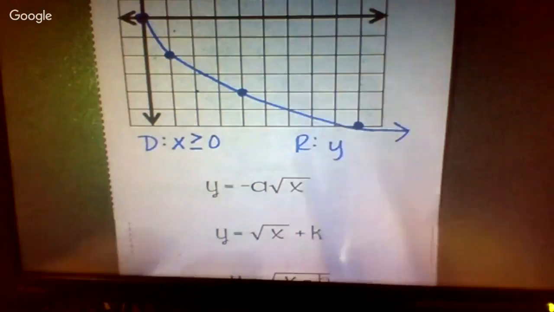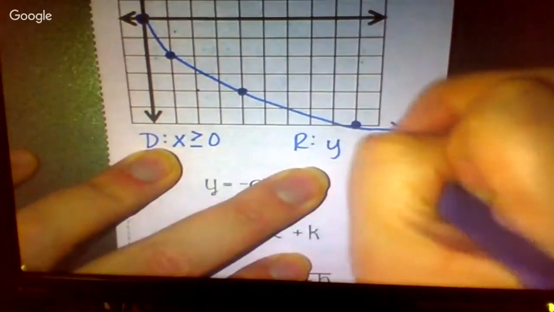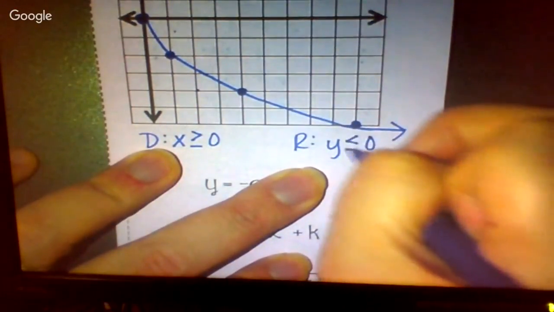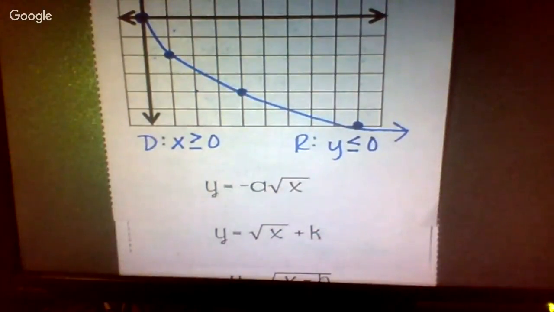What is my Y value at this point? 0. And am I going up or down? Down. So this is less than or equal to 0. See, domain and range isn't too bad, right? Yes, it is. I hate that. I actually enjoy it with radicals. I think it's a lot easier with radicals than anything else.